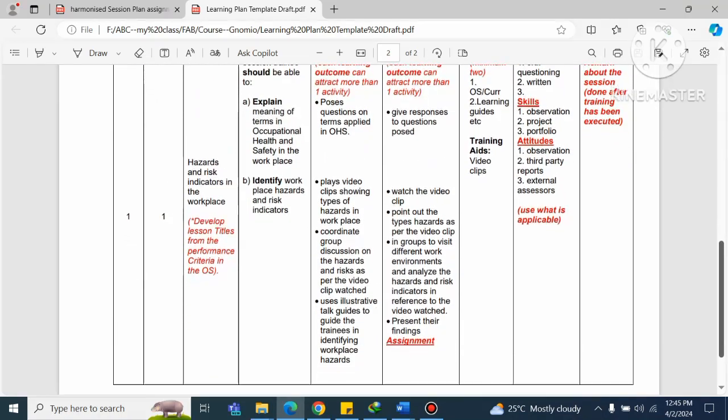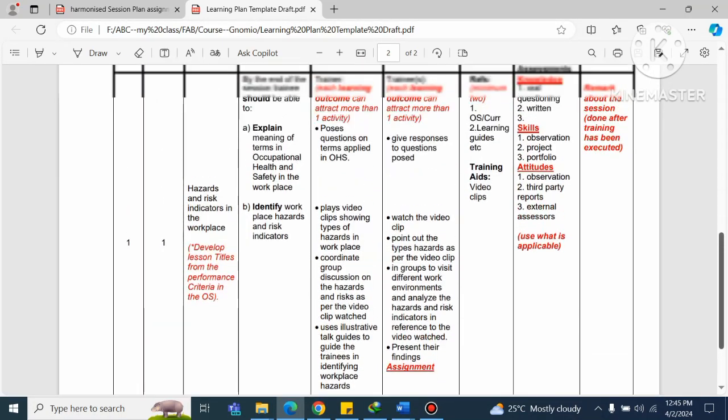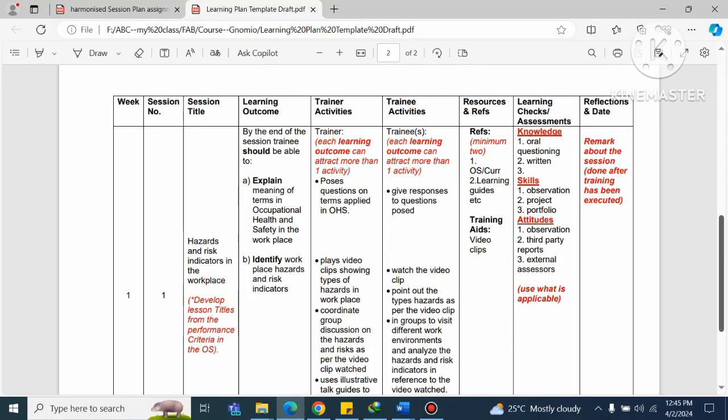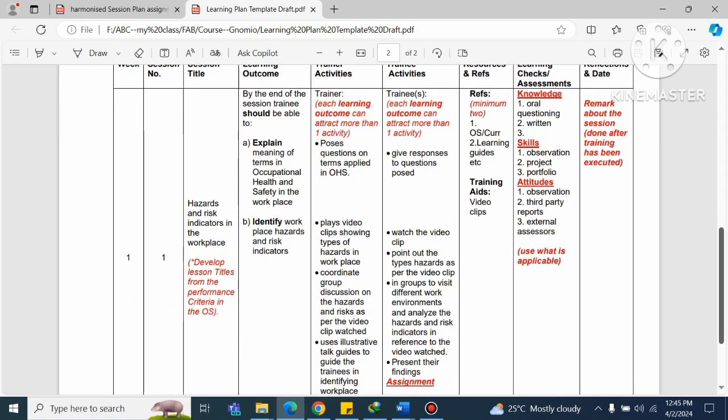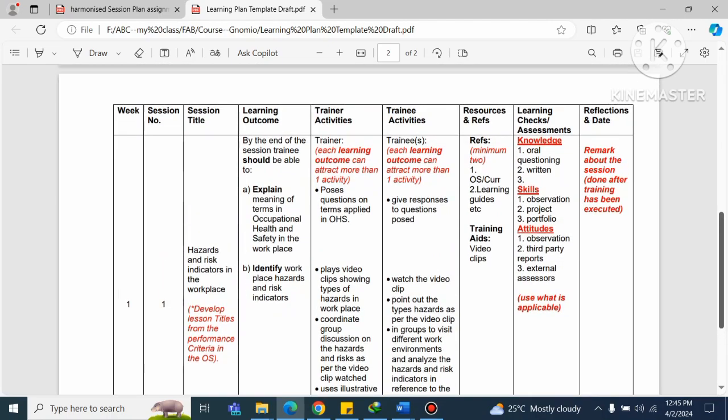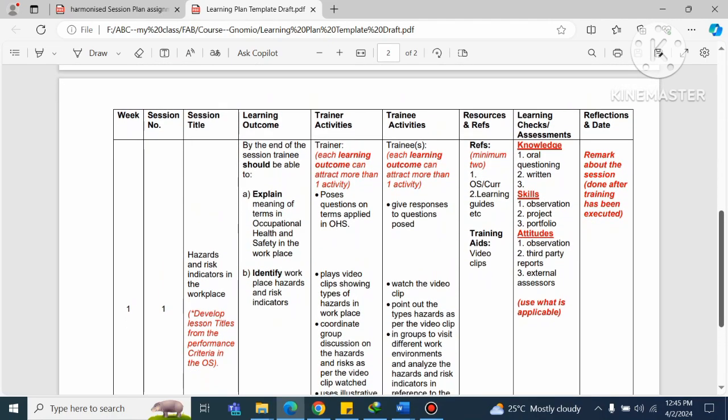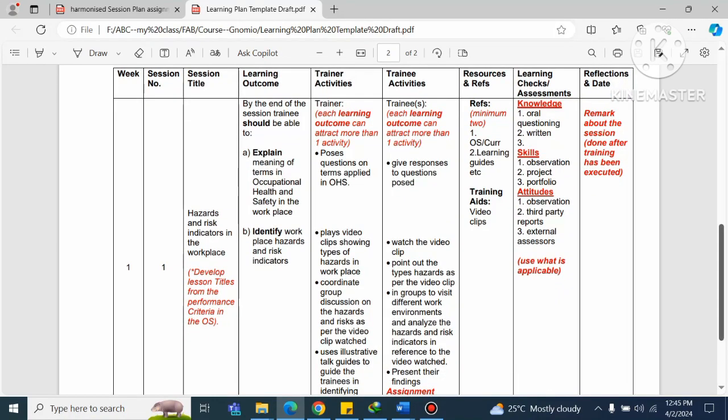Generally, that is how the learning plan is. You see the various sections, and once you fill this learning plan correctly and appropriately, coming up with the session plan will be very easy, because you'll just be copying information from this learning plan and filling it into the session plan.